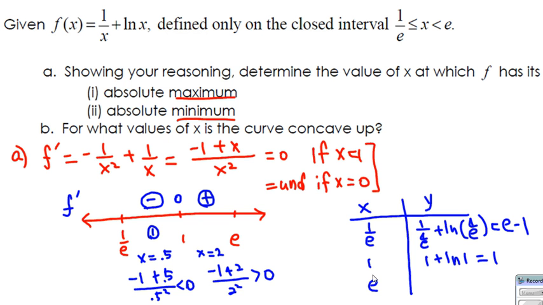Alright, how about e? That becomes 1 over e plus ln of e. Now, ln of e becomes 1, and 1 over e, since e is equal to 2.718, we know that this one has to be less than, or maybe I can write it as 1 over e plus 1. But you will realize that this value has to be less than this value.